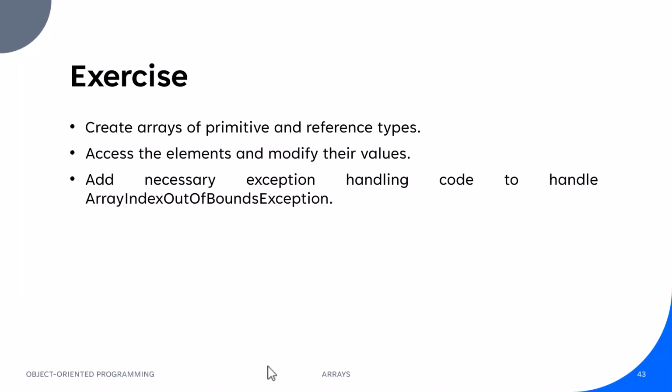Here's an exercise for you to practice arrays and simple exception handling. First, create arrays of primitive and reference types. Access the elements and modify their values. Then, add necessary exception handling code to handle array index out of bounds exceptions. Of course, if you are not trying to reach outside the array, you will not be able to create the exception, so just code something that will create these kinds of exceptions, and then you'll practice exception handling.